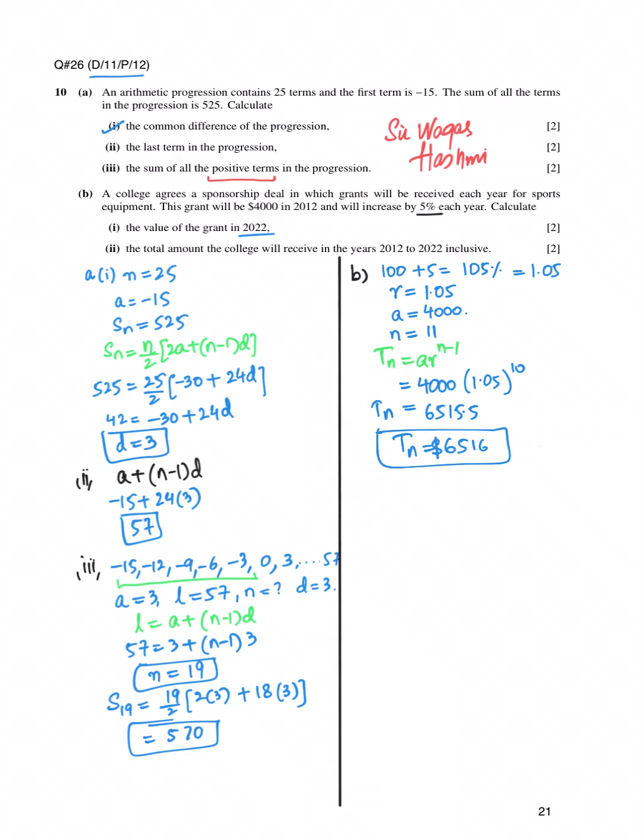In the next part, it says the total amount the college receives, that means we need to apply the working formula of Sn is equal to a times r to the power n minus 1, divided by r minus 1. Placing values here, a is 4,000, r value is 1.05, n is 11, so 1.05 to the power 11 minus 1, divided by 1.05 minus 1. So after solving, you will get $56827, and that is your sum answer.